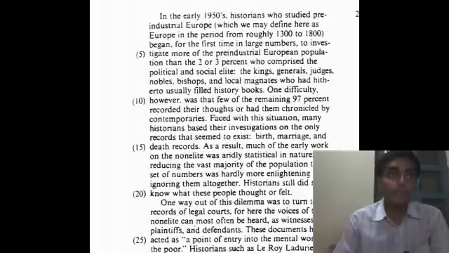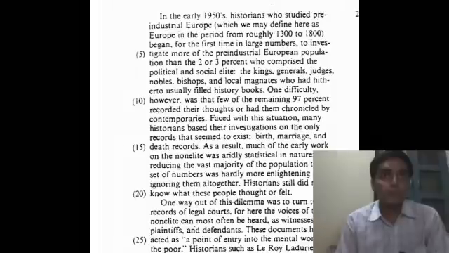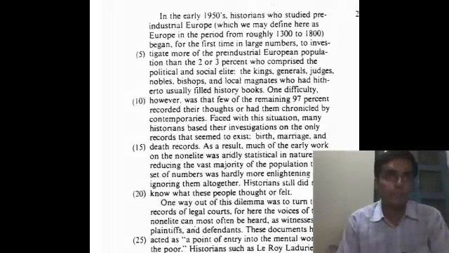Now, in the early 1950s, historians who studied pre-industrial Europe, which may be defined as Europe in the period of 1300 to 1800, began for the first time in large number to investigate more of the pre-industrial European population than the 2 or 3% who comprised the political and the social elites. Who are they? Kings, generals, judges, nobles, bishops, and local magnates who had hitherto usually filled history books.